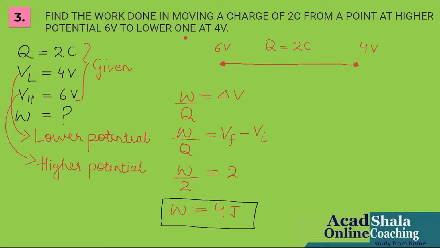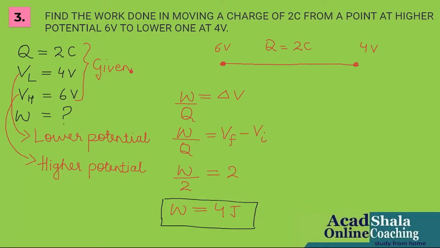Now what is given in the numerical? This is the first step always, children, I tell you to write it. So we have Q, the charge, that is 2 coulomb. VL is known as the lower potential, which is given as 4V. VH is also given in the numerical, which is known as the higher potential. The value comes out to be 6V. I have written all these 3 values which are given in the numerical.